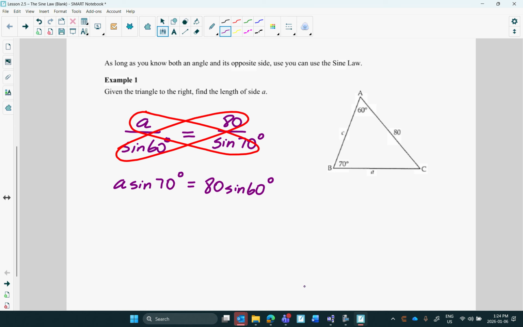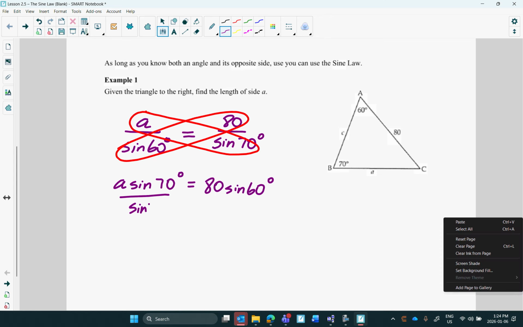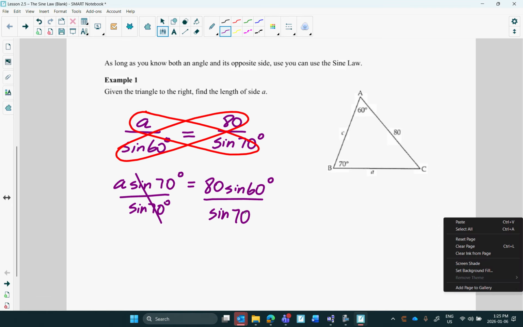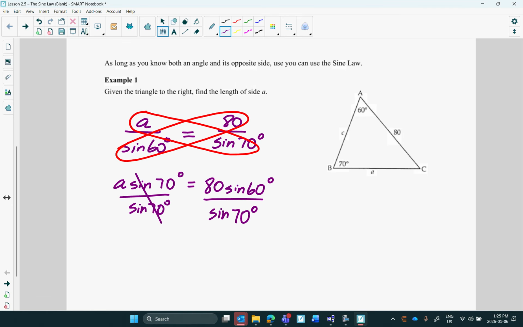Well, I haven't got A by itself yet. There's A times sine 70. So what do I got to do to get A by itself? Divide by sine of 70. So those cancel. So to find A, this is what I'm going to do on my calculator.